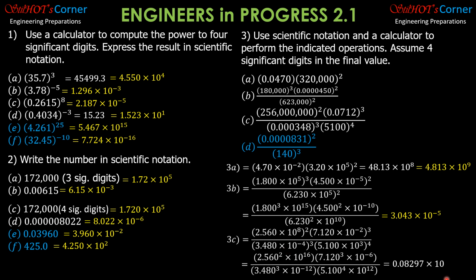From the calculator, it is 0.08297 times 10 to the 10. And since this is not the proper position of the decimal, this is supposedly 8.297, to 4 significant digits, times 10 to the negative 2. So negative 2 plus 10 is positive 8. Therefore, the final answer is 8.297 times 10 to the 8.